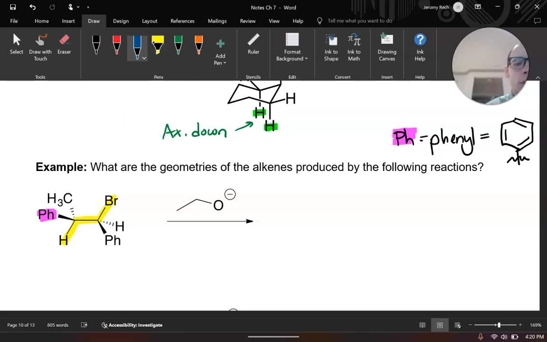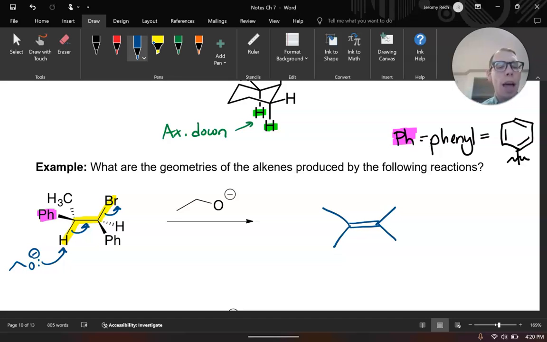So if I have my base, which is going to be my ethoxide ion, and it will come through, make a double bond, and then make the bromine leave, we are going to overall have a structure that's going to look kind of like this, where I have my double bond and then my two different attachments on each side.